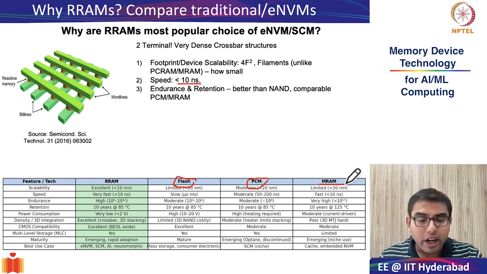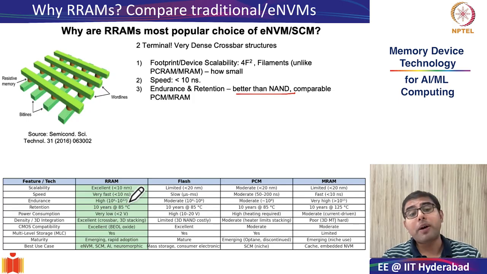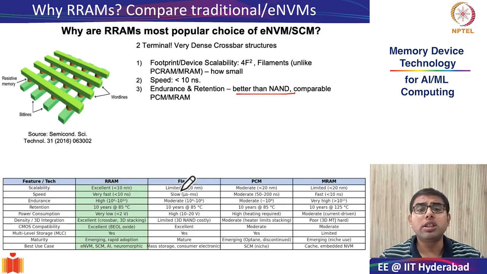The other important thing is to look at endurance and retention. Here too, we see that the endurance and retention of RRAMs is much better than NAND flash. As you can see, the endurance can go as high as 10 to the power of 10 cycles, which is almost 4-5 orders of magnitude higher than that in flash, and around 2-3 orders of magnitude higher than PCRAMs.